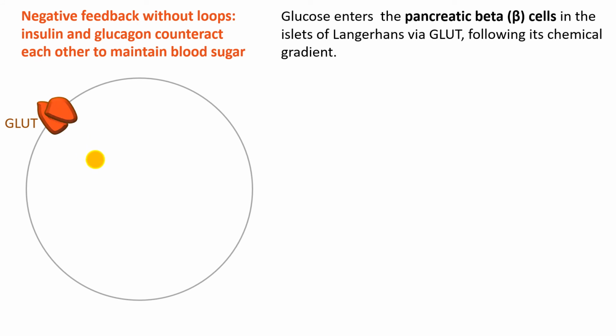Glucose enters pancreatic beta cells. These pancreatic beta cells are found in the islets of Langerhans, within, obviously, the pancreas. So glucose enters these. Remember the GLUTs, the transporters we talked about, and we talked about this as a prime example. It's following its chemical gradient, because if we've just eaten something with lots of glucose, we will have lots in the blood. But of course the cell doesn't, because the cell keeps using it for cellular respiration. So there will be a chemical gradient.